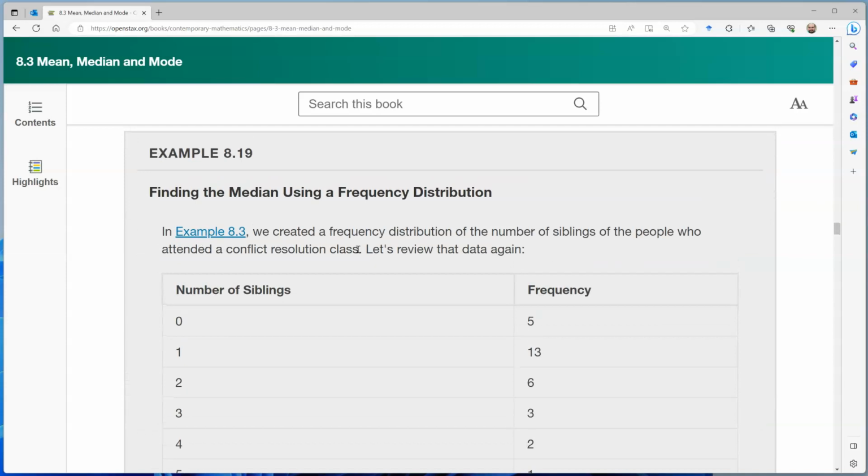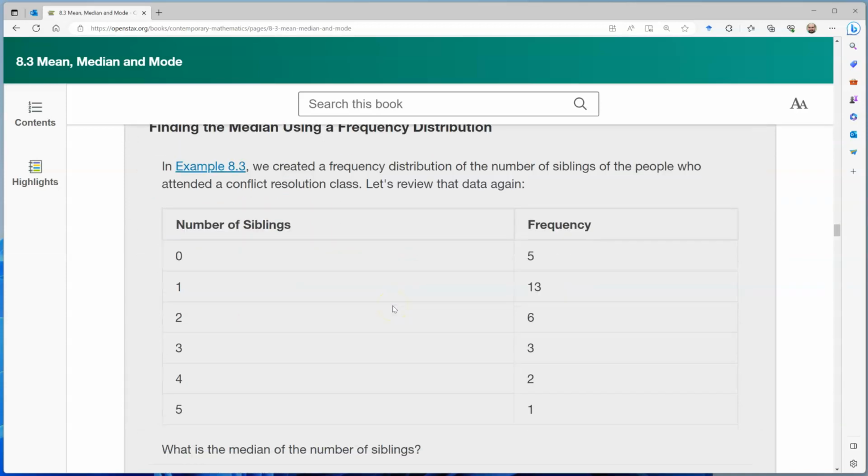Now, what about the median using a frequency table? That's a little different. There are several ways you could think about doing it, and I will show you as many ways as I think is necessary. Let's first look at the quote-unquote hard way. What we're talking about here is the number of siblings and the frequency. So this means that 5 people had 0 siblings, 13 people had 1 sibling, so forth and so on.